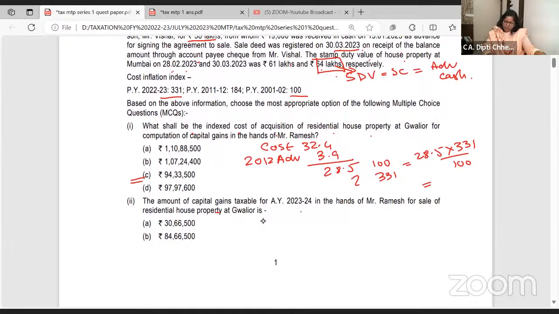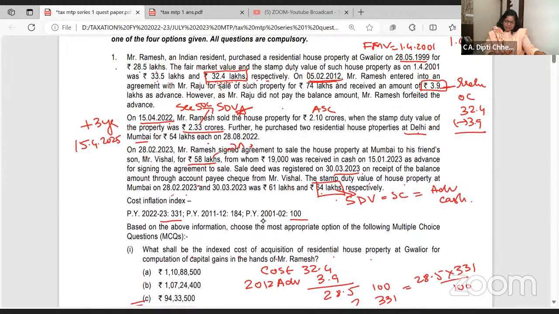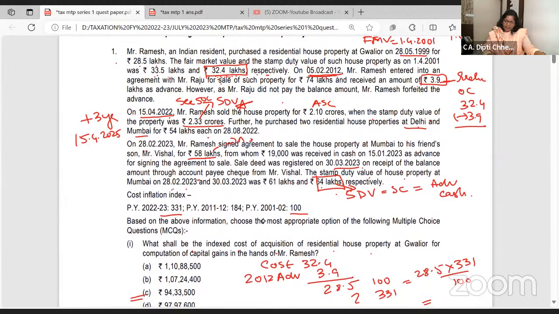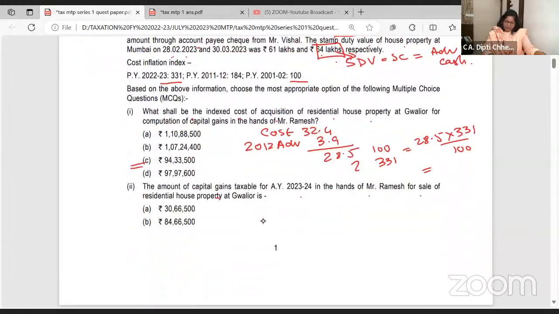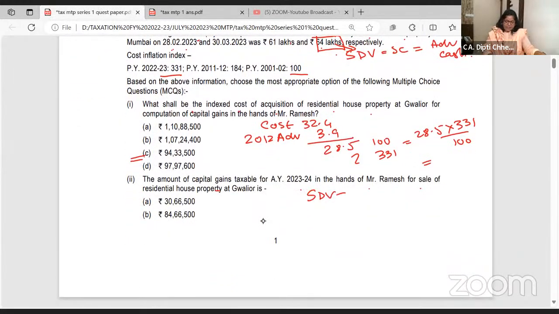Now, amount of capital gain in the hands of Ramesh for sale of house in Gwalior. So sale consideration kitna lena hai? Ramesh ne Gwalior ka ghar kisi ko sale kiya hai? 2.10 crores, that is 210 lakhs. But the stamp duty value, so we will always take the stamp duty value as the sale consideration, 233 lakhs. And what is the index cost of acquisition? 94,33,500.